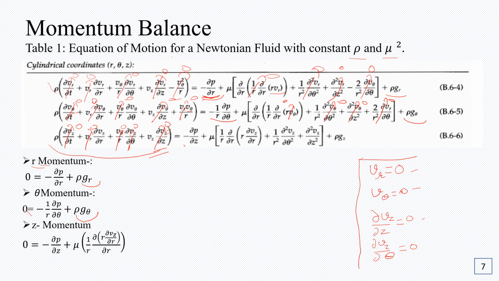Now we will come to the right hand side. So this term exists, this term also exists, this term is equal to 0 due to axis symmetric condition, and this term is also equal to 0 due to fully developed flow. Since there is no gravity in the z direction, this term is also equal to 0. So finally we get the equation of momentum in z direction as 0 equal to minus dou z of p plus mu whole multiplied by 1 upon r multiplied by dou r of r multiplied by dou r of Vz. So these are the required equations of momentum in r, theta and z direction.